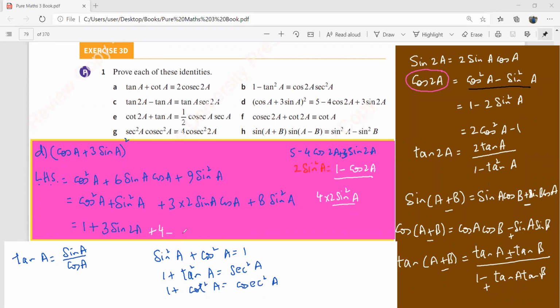Sorry, it should be 4 because it is 1 minus cos 2a. I'll be multiplying that by 4. So I have 4 minus 4 cos a. Finally, I have got what we wanted. This 4 plus 1 becomes 5.